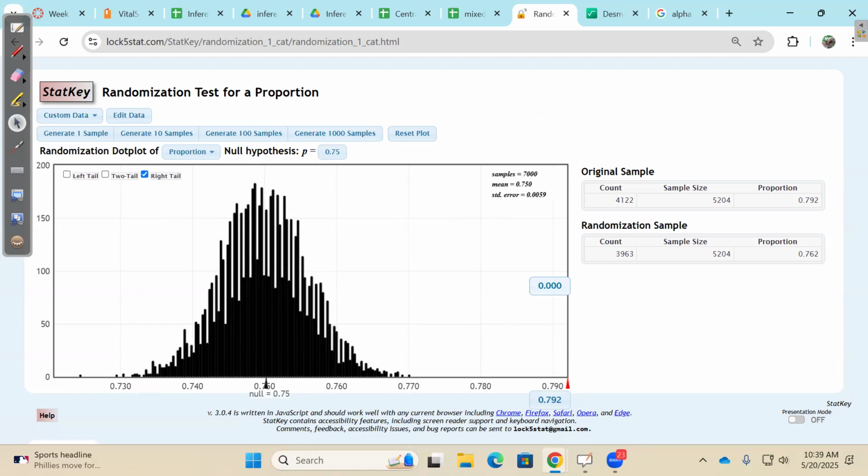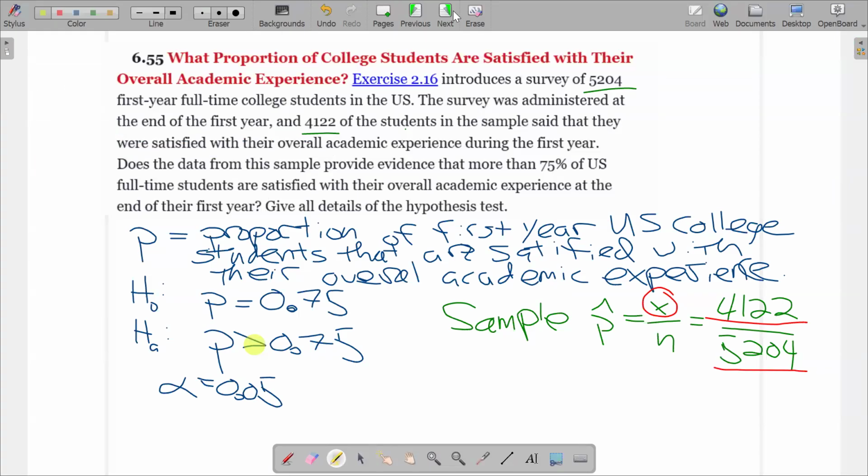Okay, so does StatKey back up what the spreadsheet was telling us? Yep, it's given a p-value of 0. The only thing StatKey doesn't do is show the z-score. So I just want to remind you about that z-score. And then we are done for the day. We've kicked butt on section 6.1.